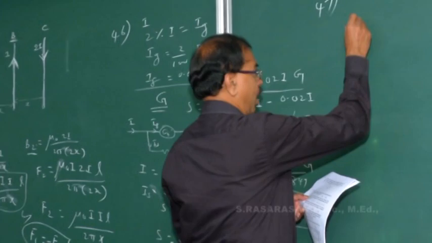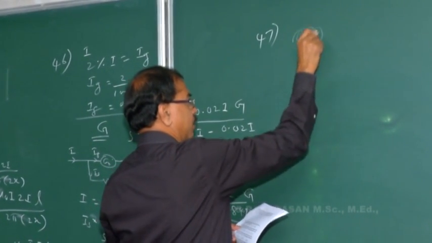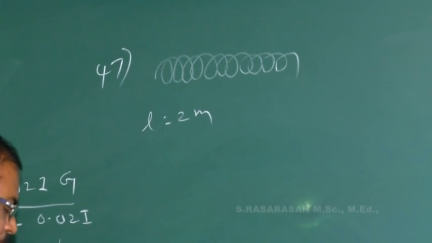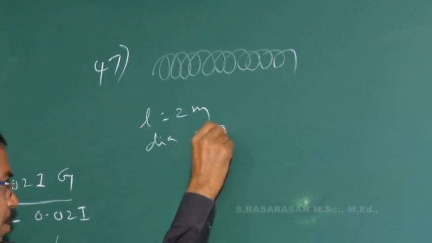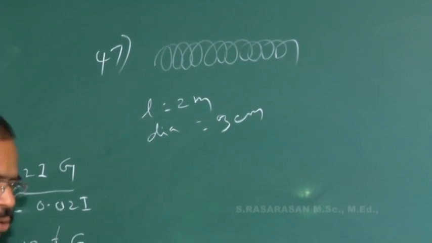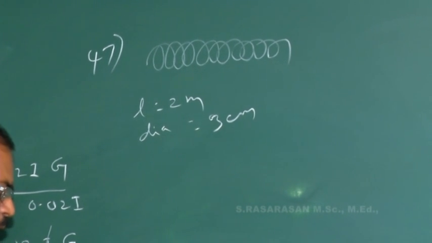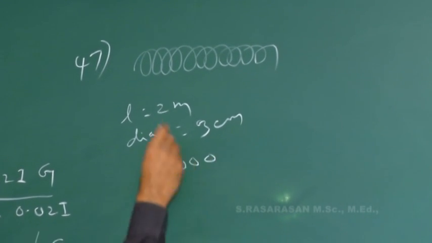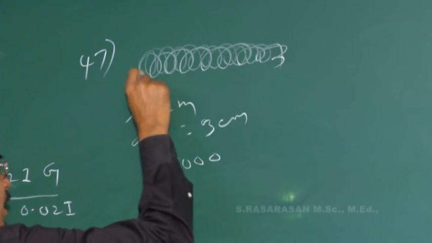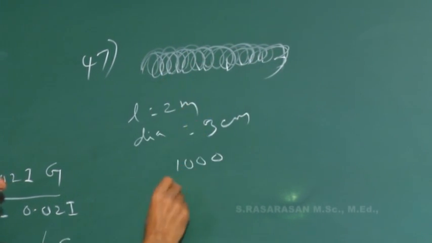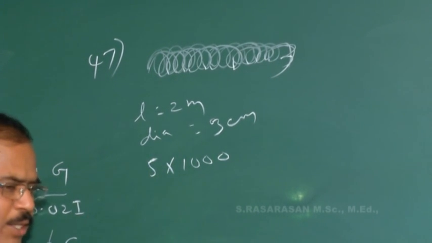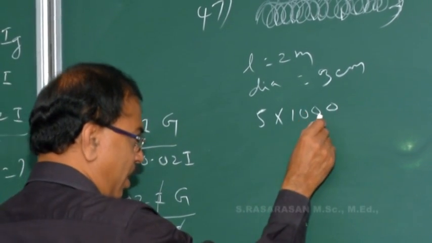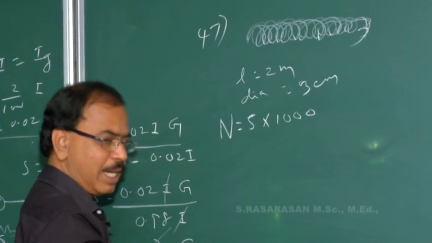A solenoid is 2 meter long. Say this is that solenoid. Length is 2 meter and diameter is 3 centimeter. So 3 centimeter diameter, radius is 3 by 2 centimeter. It has 5 layers of windings of 1000 turns each. In one layer there are 1000 turns, and above that another layer, second layer, third layer, fourth layer, fifth layer. Totally, in one layer 1000 turns, 5 layers, insulated wire so no short circuit. So 5000 turns. Total number of turns, capital N.